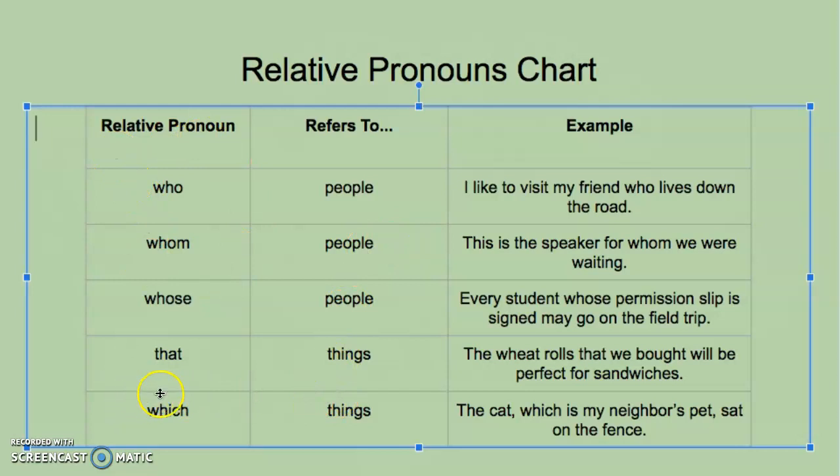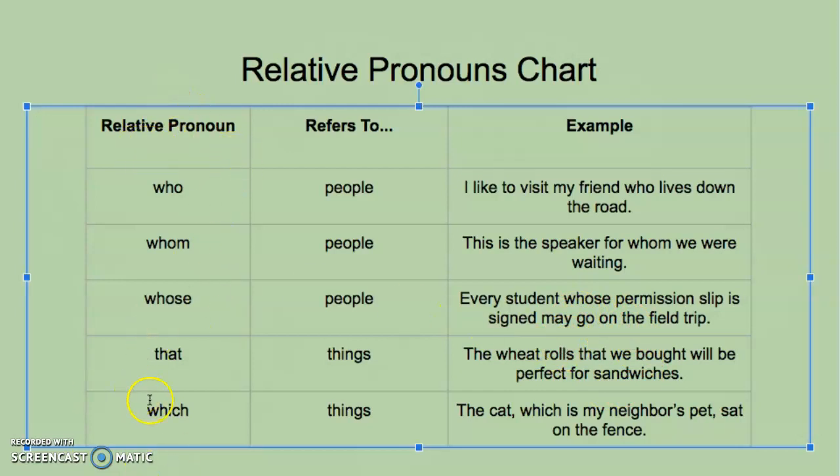The relative pronoun that refers to things. An example, the wheat rolls that we bought will be perfect for the sandwiches. The relative clause that we bought will be perfect for the sandwiches is giving more information about the wheat rolls.